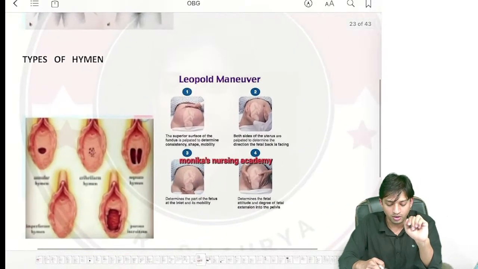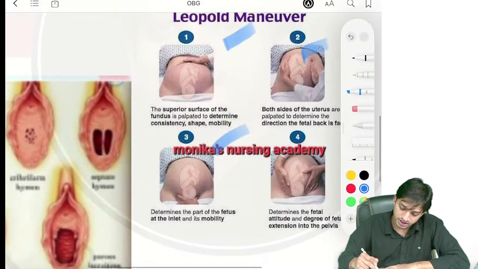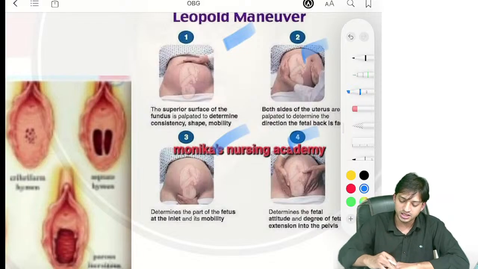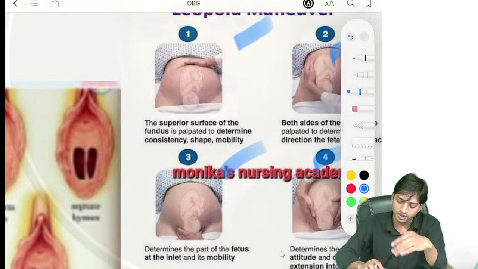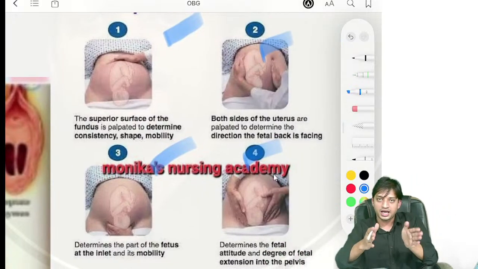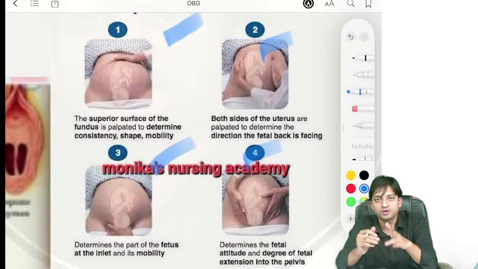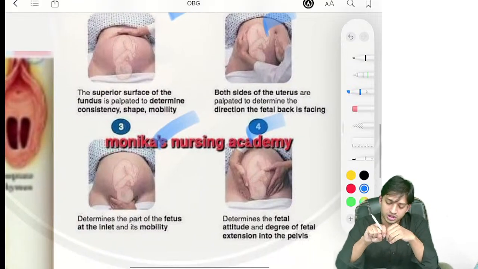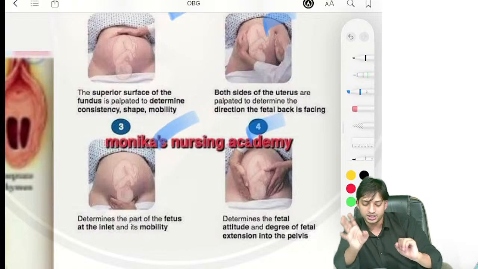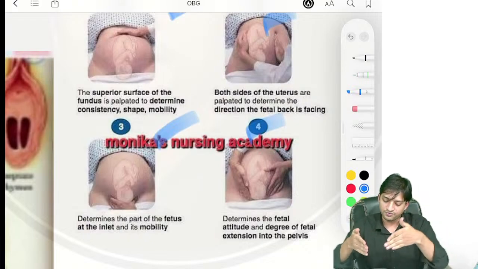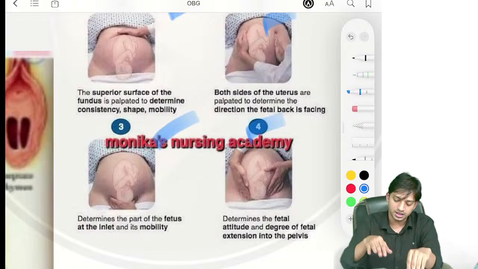They've asked you a question about the Leopold maneuver. Just have a look: Leopold 1, Leopold 2, 3 and 4, right? Superior fundus you can see here. In Leopold 1, the superior fundus is palpated to determine consistency, shape and mobility. In Leopold 2, you are placing both hands. They can give you an image-based question and ask you: both sides of the uterus you are palpating and determining the direction of the fetal back. In Leopold 3, you are determining the fetal part at the inlet and its mobility. In Leopold 4, you are checking for the fetal attitude and degree of fetal extension into the pelvis. Nothing more.